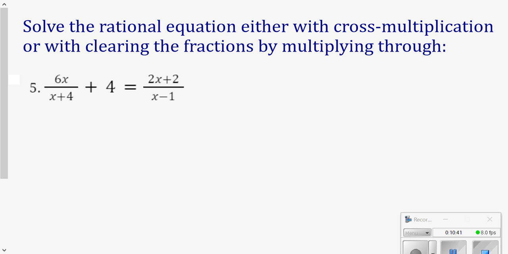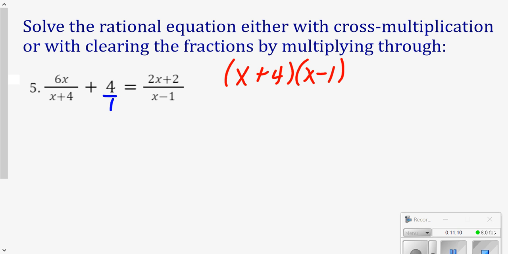This 4 could be thought of as a fraction, 4 over 1. My denominators are x plus 4, 1, and x minus 1. So the thing that would be a common denominator is the expression x plus 4, x minus 1. Technically, you could also have a 1 there, but that's just more writing, okay? Multiplying by 1 doesn't really change anything. 1 is very unimportant in this aspect.